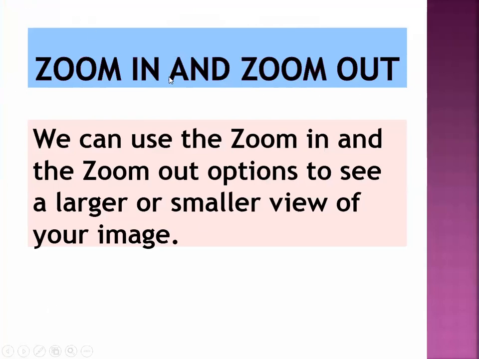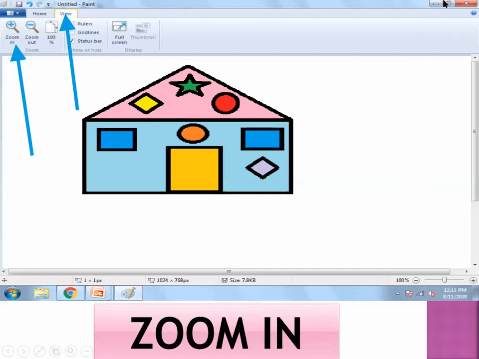Now I am telling you again what zoom in and zoom out are. You can use the zoom in and zoom out options to see a larger or smaller view of your image. You can see here there is a Home tab and View tab. To use the zoom in and zoom out options, first click on the View tab. It provides different groups like Zoom group, Show or Hide group, and Display group.